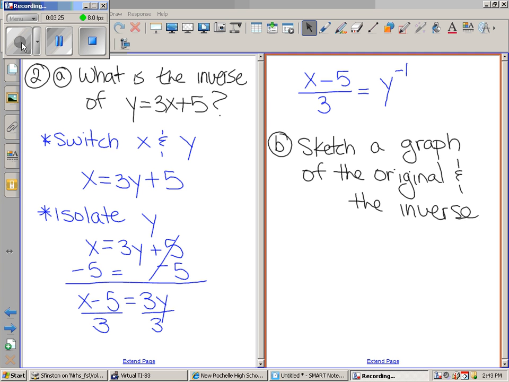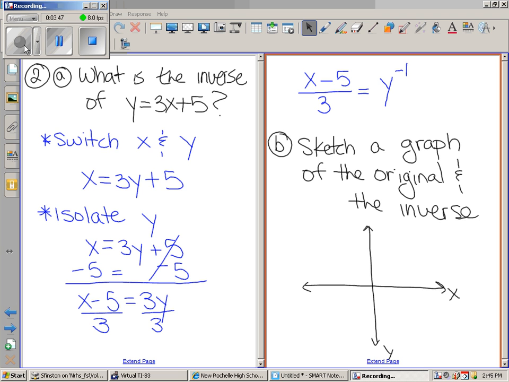So in the next part, we're going to sketch a graph of the original. We're not going to do it perfectly. Don't worry about that because we don't have graph paper. We're just going to make a sketch of the graph, maybe by looking at it through our calculator, which will make an accurate picture. And we're also going to sketch a graph of the inverse. Okay? You ready? You do need a calculator.